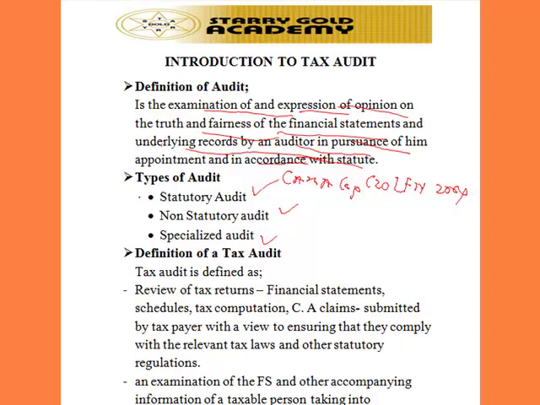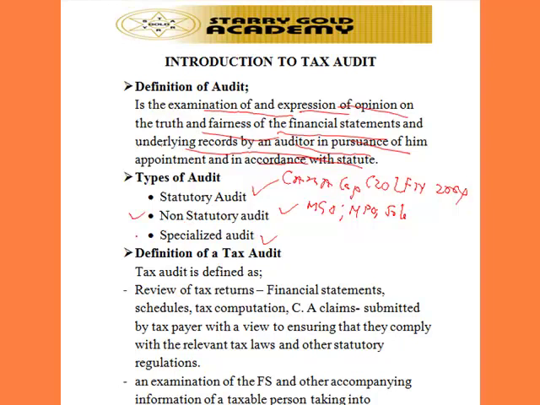Two, we have non-statutory audits. Non-statutory audits are not in accordance with, or as a result of, any statute, but are at the will or desire of that particular company, its management, or its owner. For instance, the audit of a non-governmental organization, a non-profit making organization, a sole proprietorship, or a partnership business. All these organizations do not require statutory audit, but yet they are being audited.